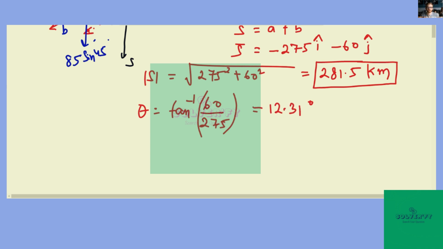Now this 12.31 degrees, if we observe the displacement vector, both the components are along the negative direction, indicating that the displacement vector would be somewhere over here. And we have figured out this angle theta. So we can say that the displacement vector is at an angle of 12.31 degrees with respect to the east direction.